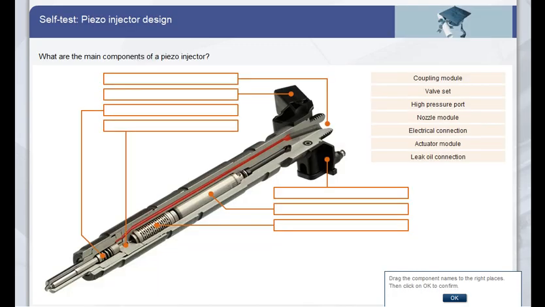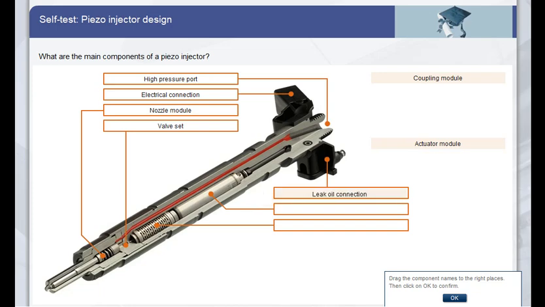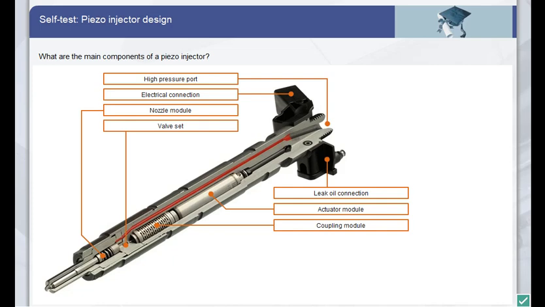What are the main components of a piezo injector? Drag the component names to the right positions and then click OK. Well done, you got it right first time.